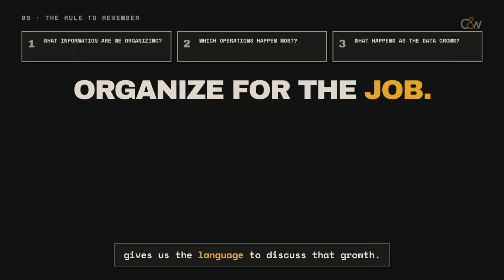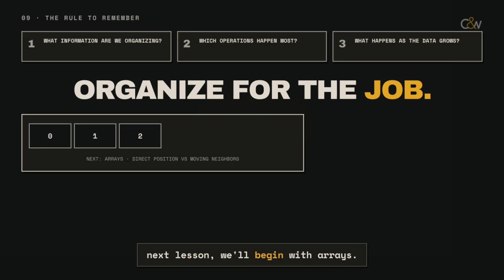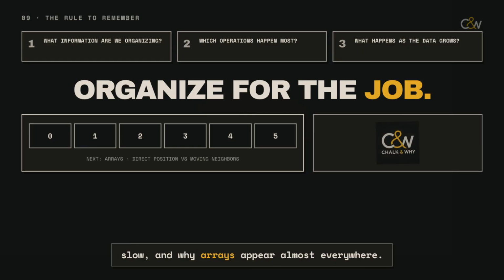Big O gives us the language to discuss that growth. The structure gives us the arrangement that creates it. In the next lesson, we'll begin with arrays. Why numbered positions make reading fast, why inserting in the middle can be slow, and why arrays appear almost everywhere. Until then, remember, organize for the job.